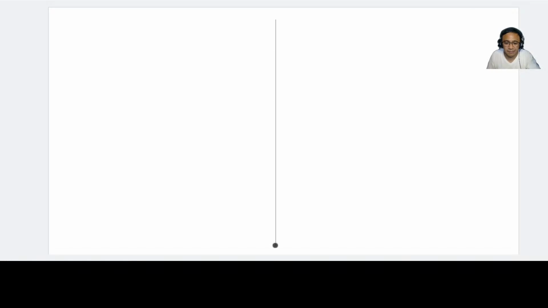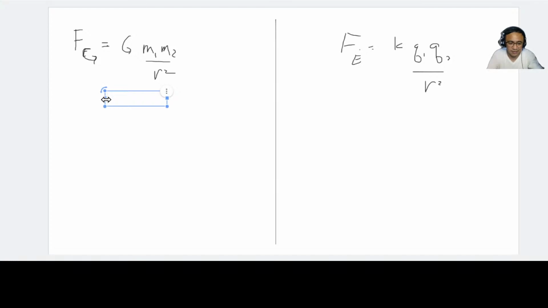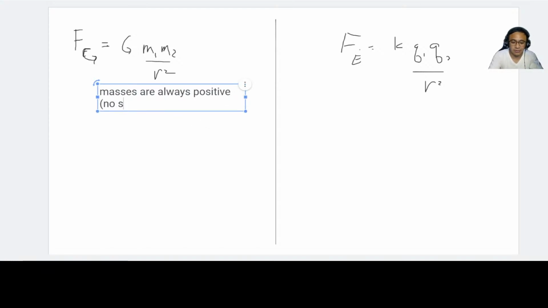Okay, so let's just compare gravity. F_G equals big G small m1 m2 over r squared. Sorry, that should be F_G, right? And F_E is equal to k q1 q2 over r squared. Now, the other thing I want to compare here is that remember that masses are always positive, right? There's no such thing as a negative mass. No such thing, at least that we are aware of, right?